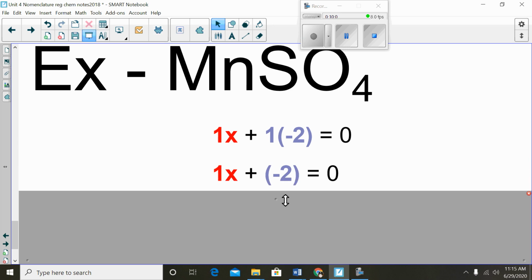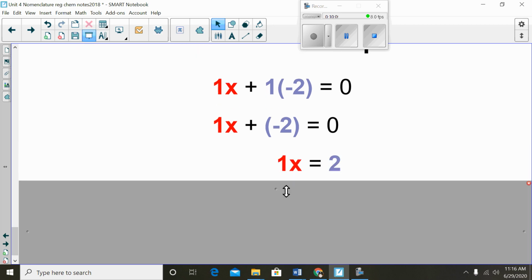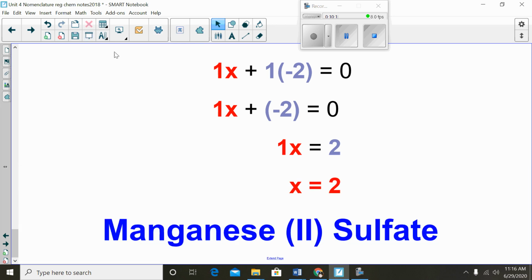So the first thing you do is multiply your numbers. So 1x remains the same. 1 times 2 is 2, and you keep that negative charge. Next, you'll move the 2 to the other side where it becomes positive, and then you solve for x. X equals 2, so the proper name is manganese 2 sulfate. And this is how you write your polyatomic ion formulas.